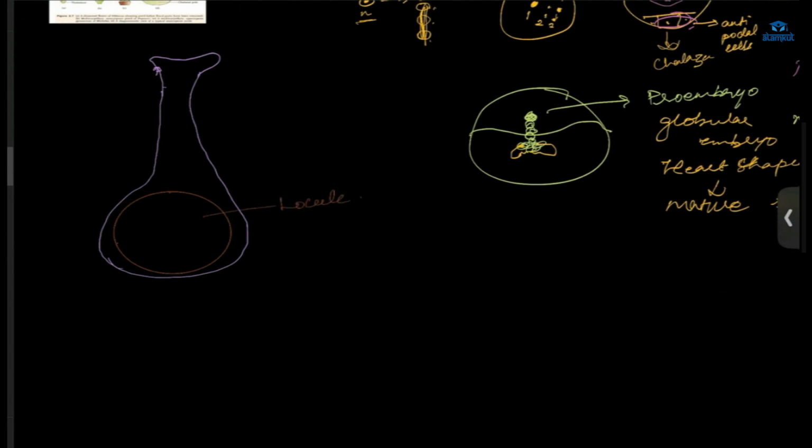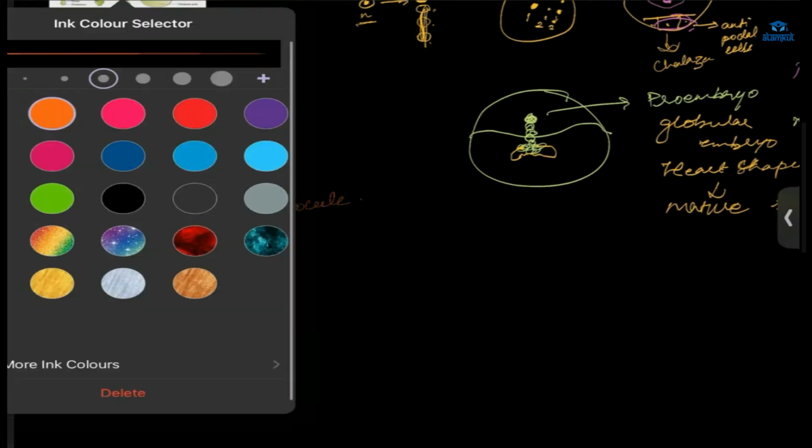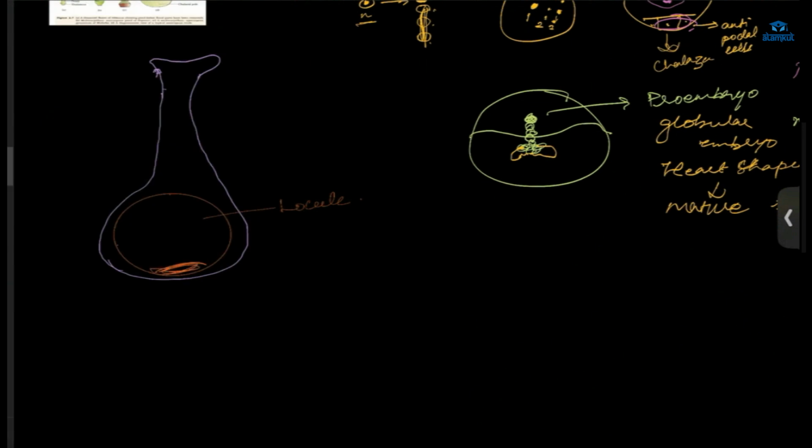There are many types of locules. In morphology of flowering plants, you will learn that. Then there will be the base, that is our placenta. There will be many types of placenta, basal placenta and different types, axial. Five types are there. So this is our placenta.